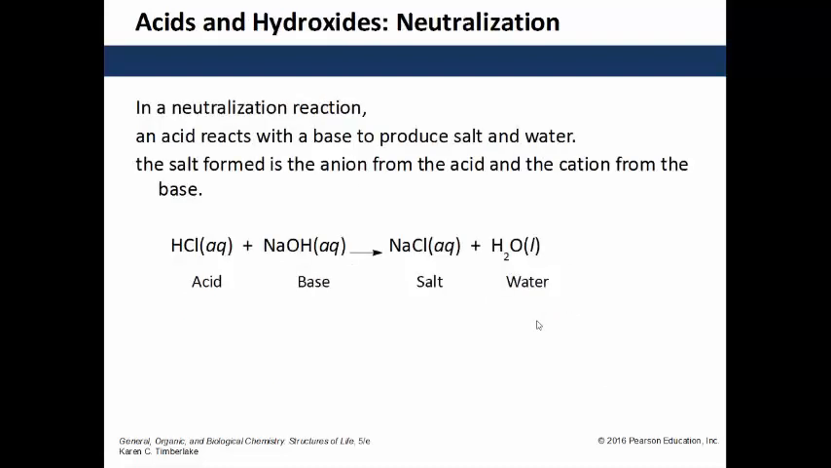Alright, now we'll talk about when acids react with hydroxides, you'll get what's called a neutralization. In this kind of reaction, you'll get an acid reacting with a base to produce water and also a salt. And the salt formed is the anion of the acid and a cation from the base. So for example, a very strong acid, hydrochloric acid, reacting with a very strong base, sodium hydroxide, will give you the salt of sodium chloride plus water. So the anion from the acid here, and then the cation from the base.